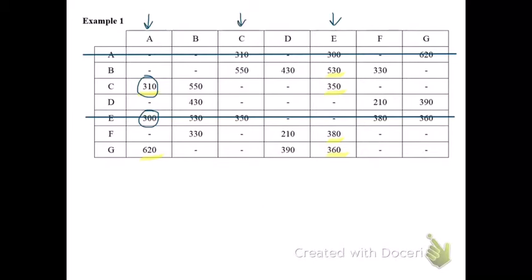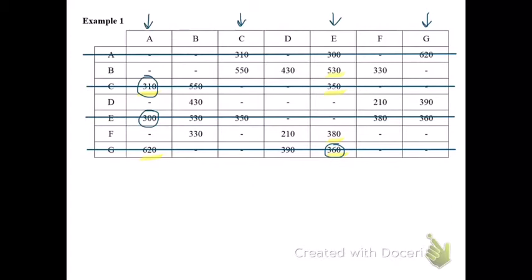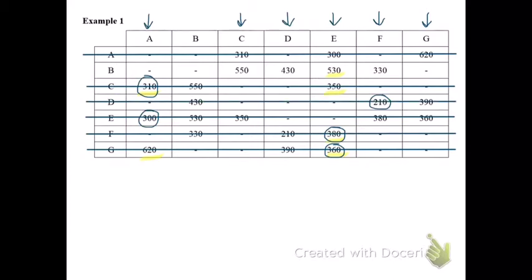So C is now online, and we put a line right through the C row to cancel that from further connections. Now we're going to look at all of the numbers remaining in columns A, C and E, and the next smallest one is 360, which brings G online. Place an arrow above the G column and rule a line through the G row. Now we look down all of the columns that are online for the next smallest value, and we find a 380, which brings F online, and we cancel out the F row. Once again looking for the smallest number, which is 210 connecting F to D, which means D is now online, and we cancel through the remaining values on the D row.